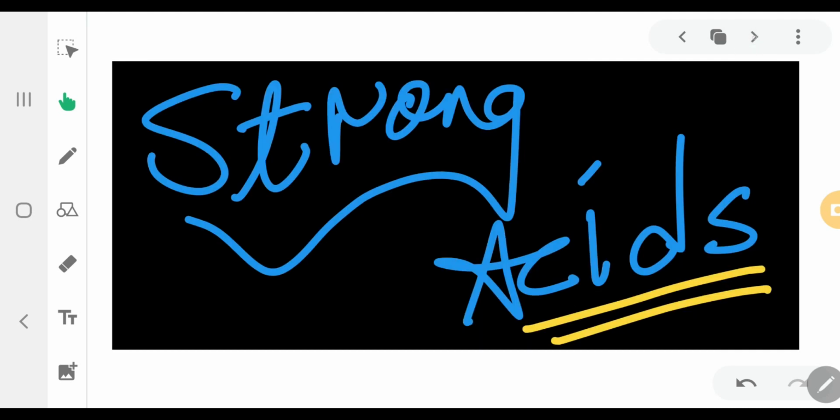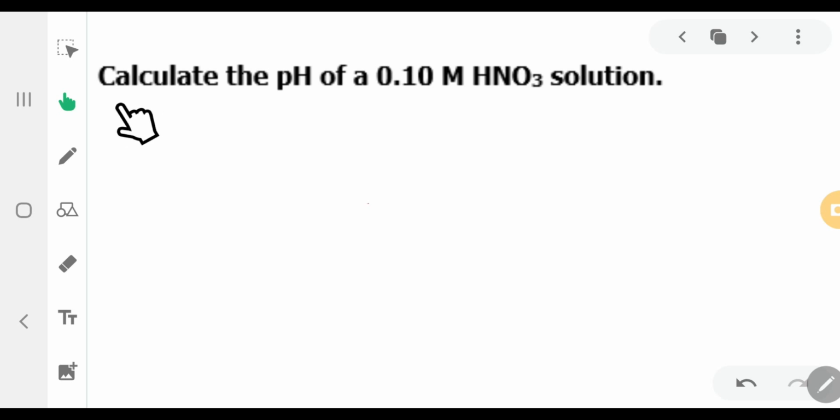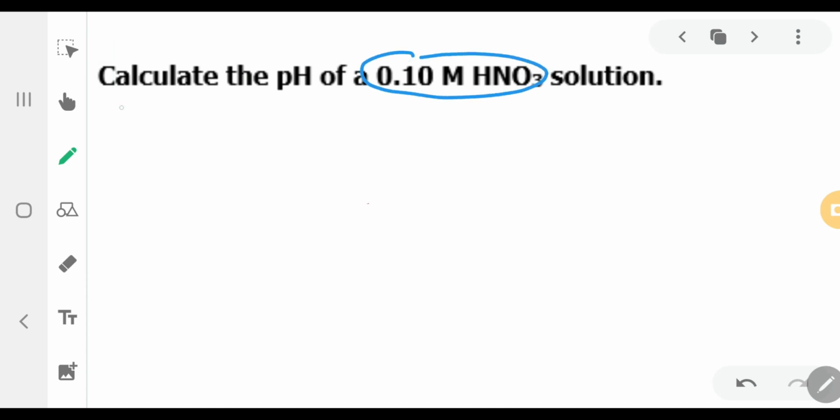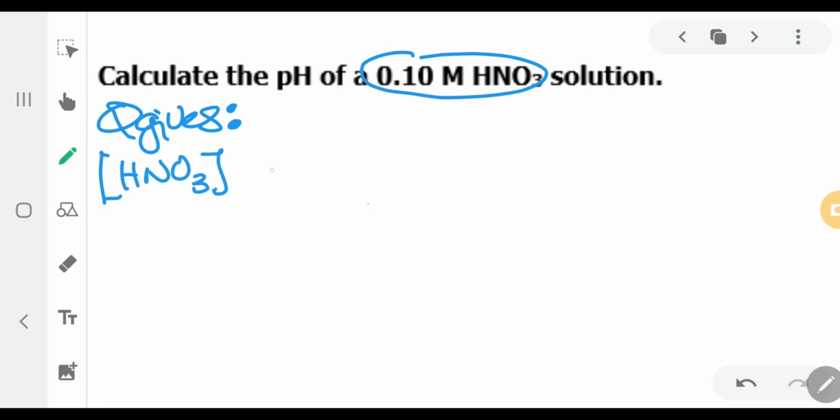Let's have a look at strong acids first. So in this question, the question wants you to find the pH value for 0.10 molar HNO₃ solution. It's very straightforward. And then the question gives the concentration of HNO₃ as 0.10 molar. And what do we know here? That HNO₃ is a strong acid.